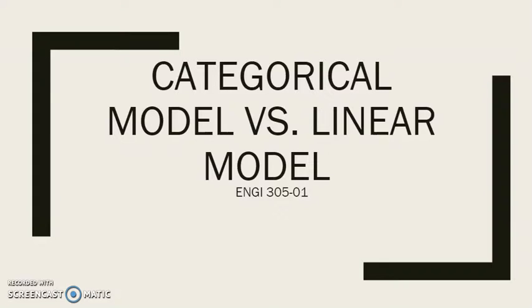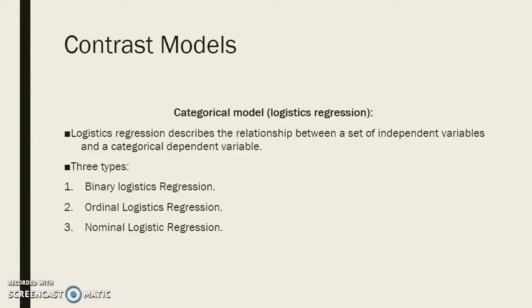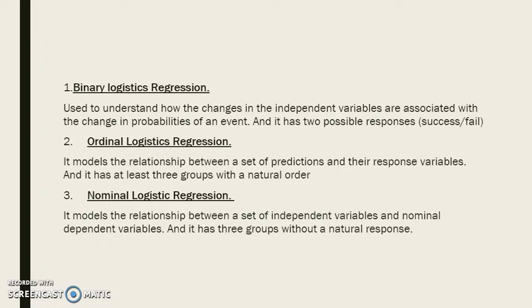In this module, we are going to compare and contrast the categorical model versus the linear model. First, the categorical model, also known as logistic regression, describes the relationship between a set of independent variables and a categorical dependent variable. And there are three types: the binary logistic regression, the ordinal logistic regression, and the nominal logistic regression. The binary is used to understand how the change in the independent variables is associated with the change in probabilities of an event, and it has two possible responses, like success or fail.